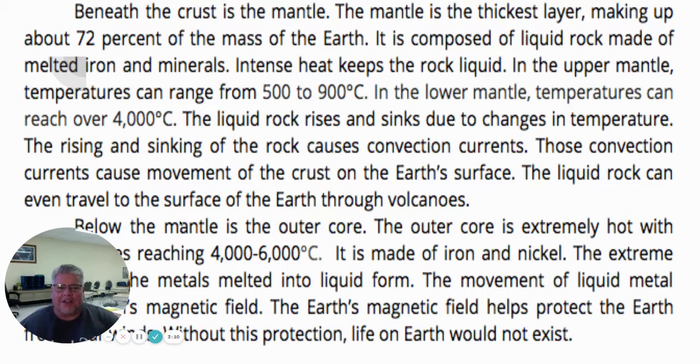The mantle is the thickest layer, making up about 72% of the mass of the Earth. It's composed of liquid rock made of melted iron and minerals. Intense heat keeps the rock liquid. In the upper mantle, temperatures can range from 500 to 900 degrees Celsius. In the lower mantle, temperatures can reach over 4,000 degrees Celsius.